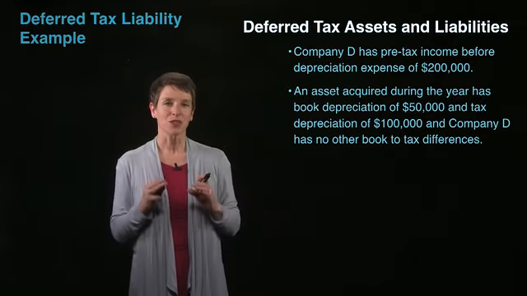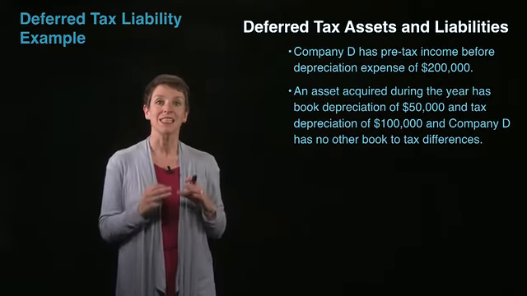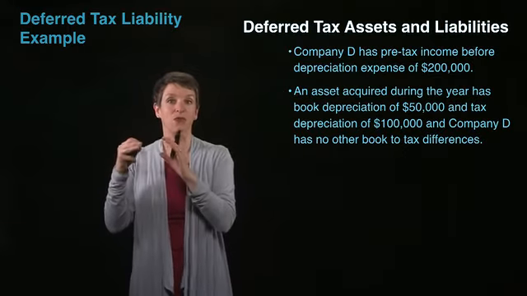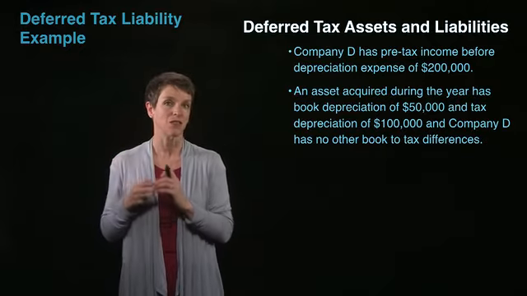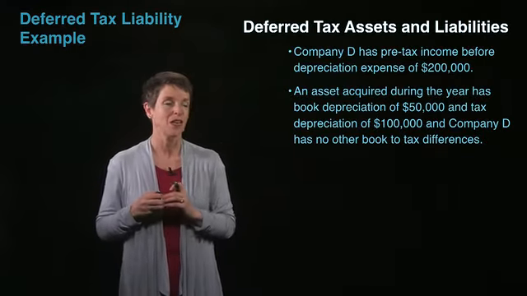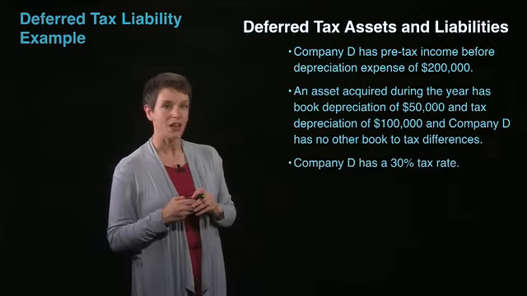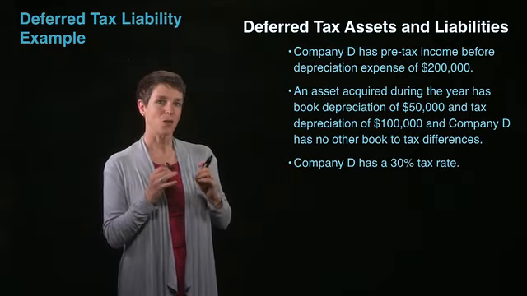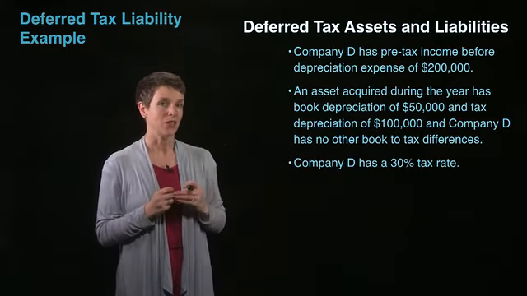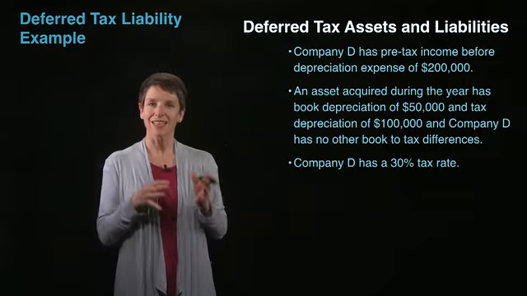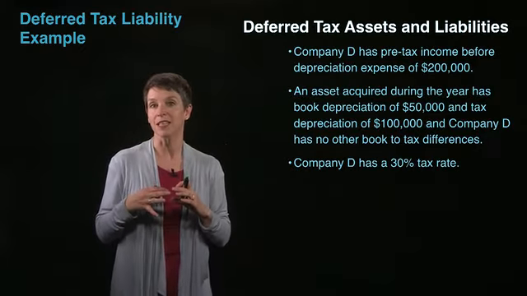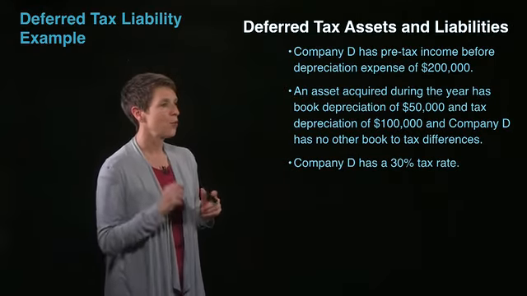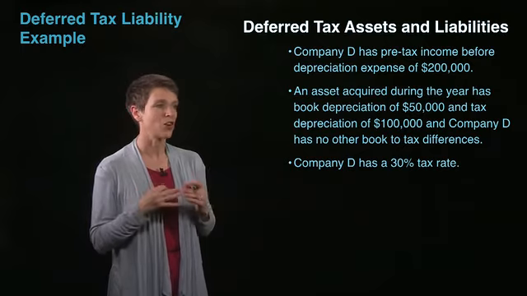So this is a typical situation where we have a company recognizing tax deductions for depreciation in excess of what they have recorded as book expense for depreciation. In addition, they have a tax rate of 30%. So what we need to do at this point is figure out what tax will they be paying during the year and what tax expense should we be reflecting in our books and records, and how do we reconcile the two?